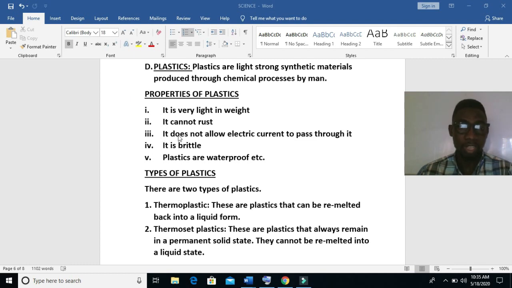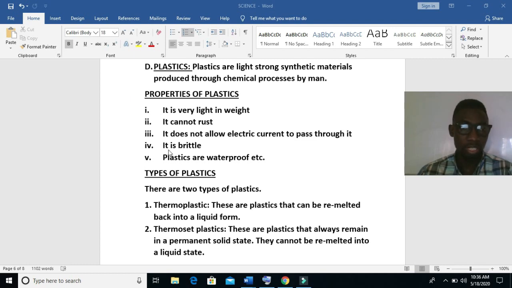Number 3, it does not allow electric current to pass through it. Remember we talked about materials allowing electric current to pass through them last week, and we call such materials conductors, right? And the ones that cannot allow current to pass through them are called insulators. Please, let's take note of that. Materials that will not allow current or heat to pass through them are called insulators. So plastics do not allow electric current to pass through them. So you can say plastic is an insulator.